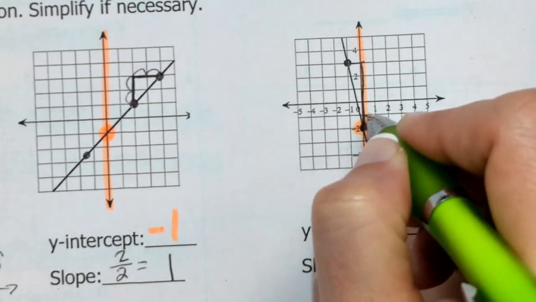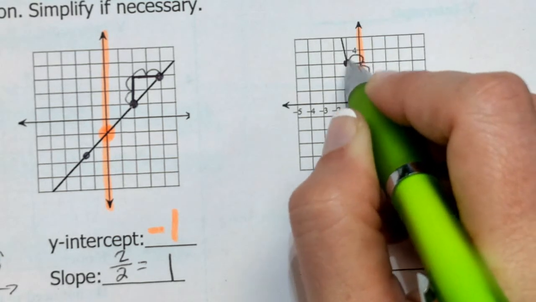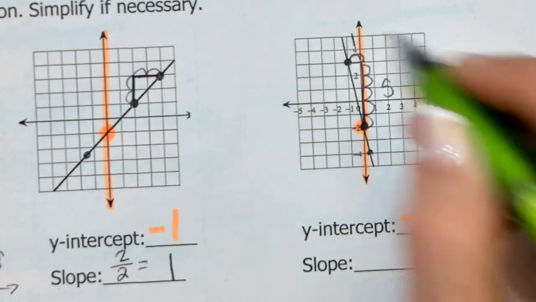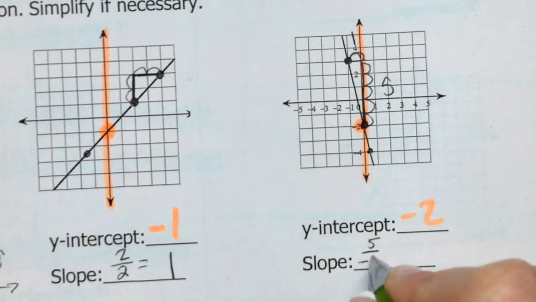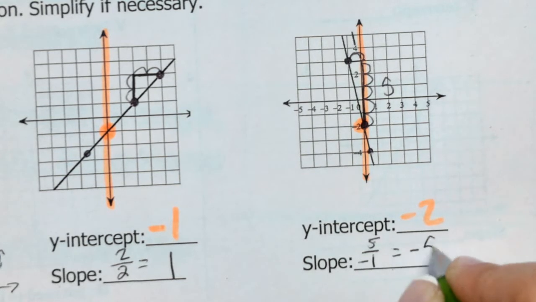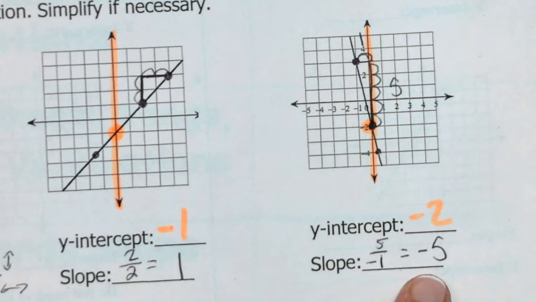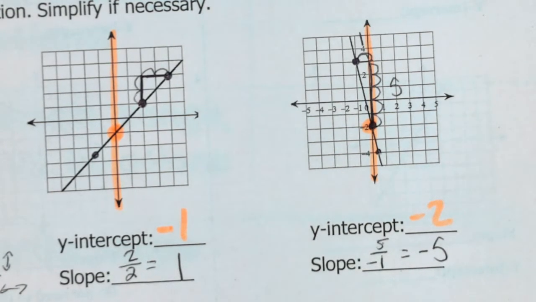We go up 1, 2, 3, 4, 5. And how many do you go backwards? So 5 over -1. Up 5, backwards 1. Simplifies to -5. Our slope is -5. The slope is going down, so our slope needs to be a negative number. Okay, you guys do the 3 on the bottom.